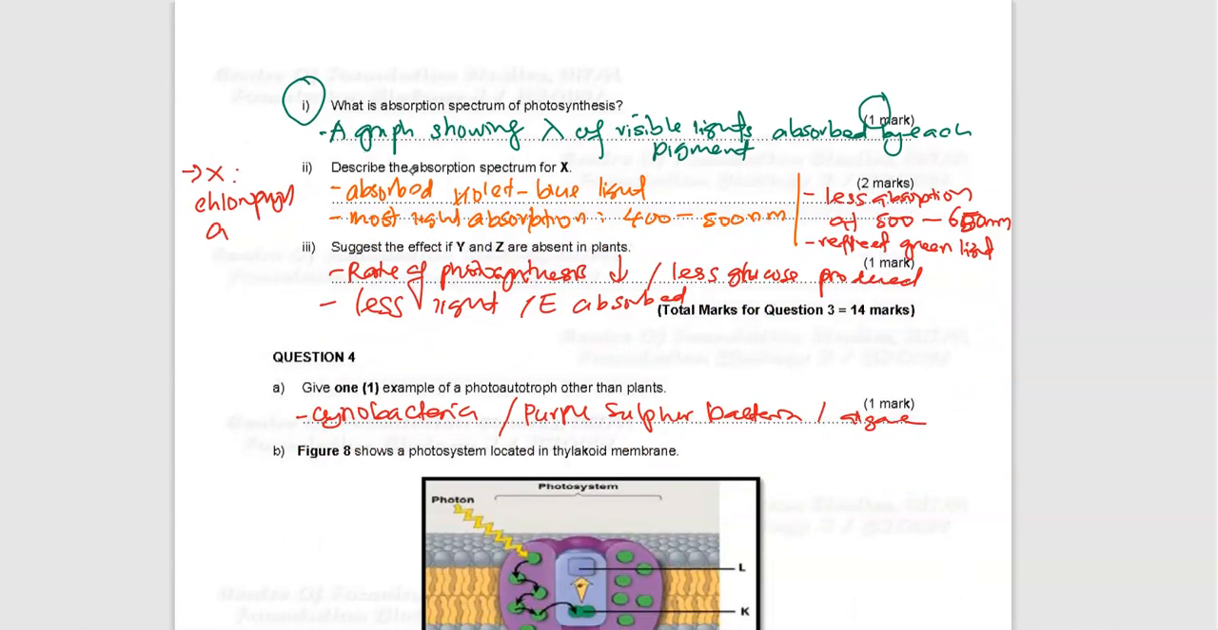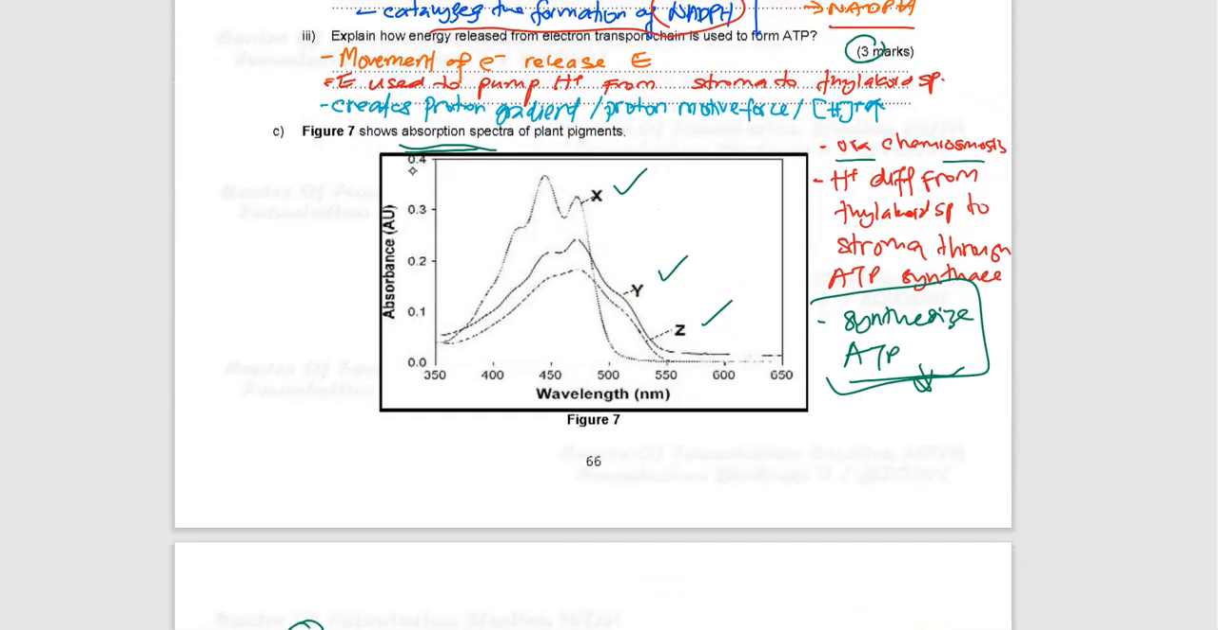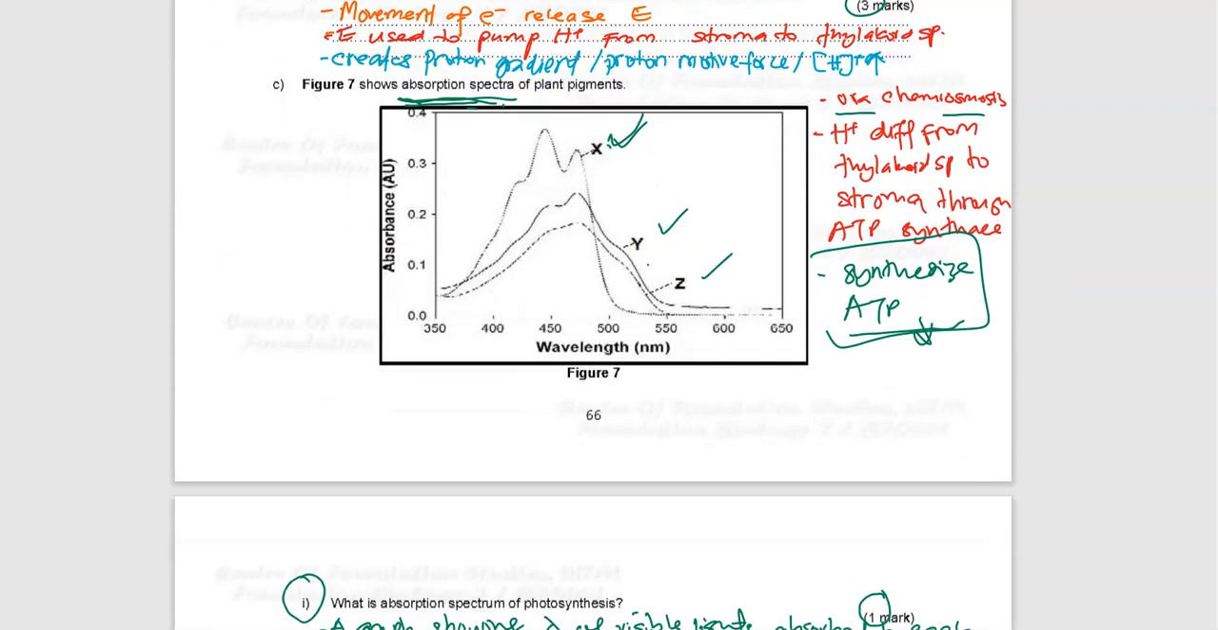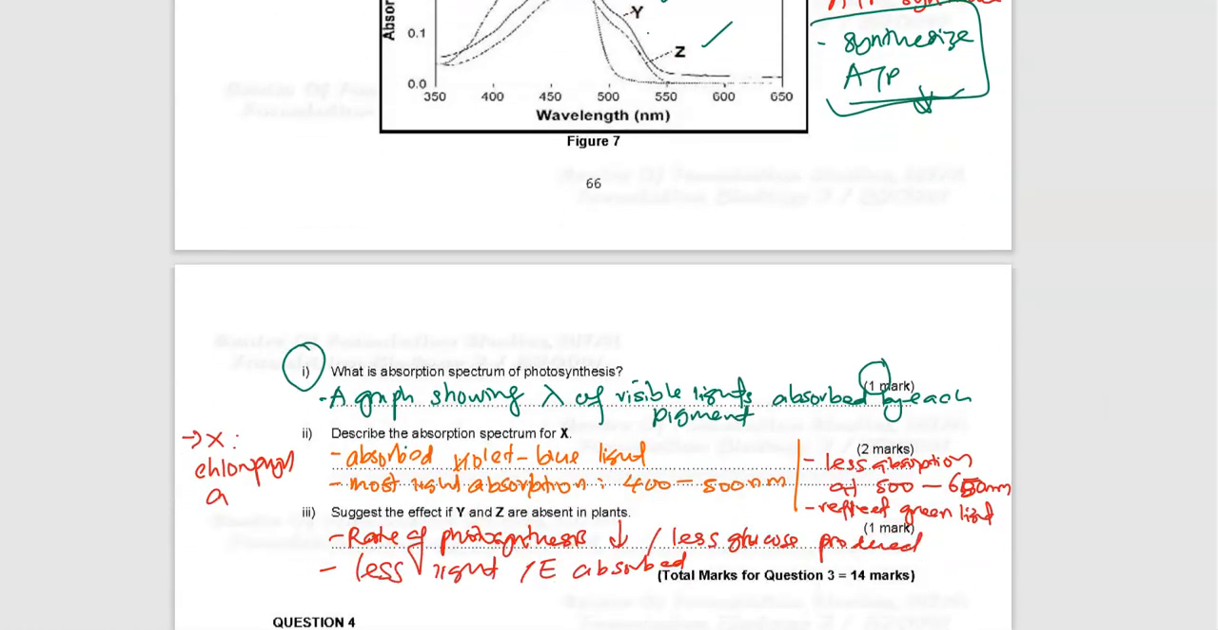So number 2, describe the absorption spectrum for X. Spectrum is singular, used to describe one pigment. But spectra is plural, so that's why they use absorption spectra here, as there are 3 pigments X, Y, and Z. But if there is only one, it is absorption spectrum.